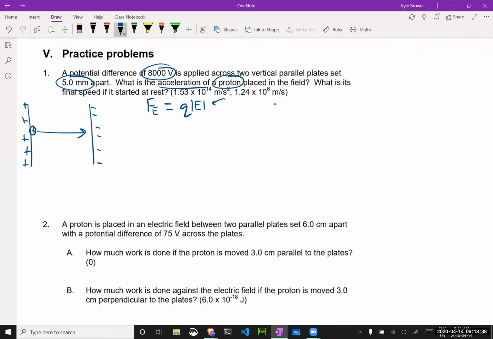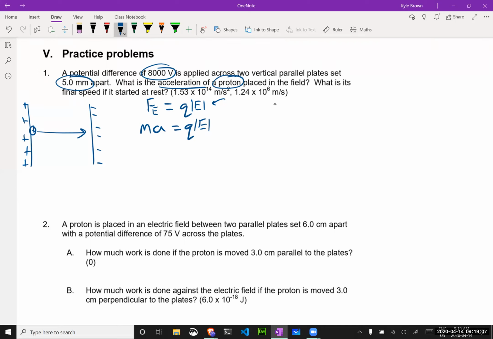I'm going to say, okay, well, let's start off by doing this. We'll say FE was equal to mass times acceleration, right? So that's the other thing that we can say. We say, okay, I know that force is going to be equal to mass times acceleration, and that is equal to Q times E. Okay, so it's starting to come together right now.